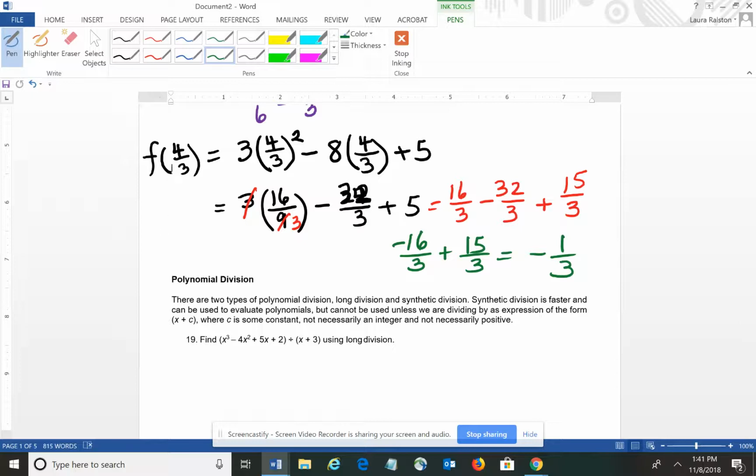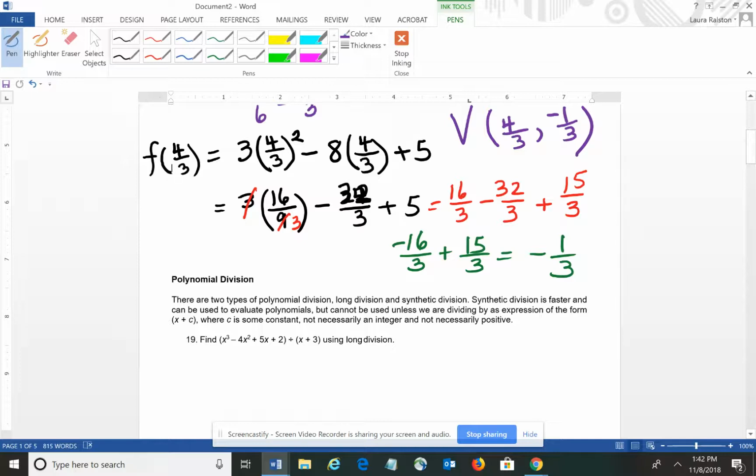So my vertex written as an ordered pair would be the ordered pair 4/3, comma, -1/3 for that particular function.